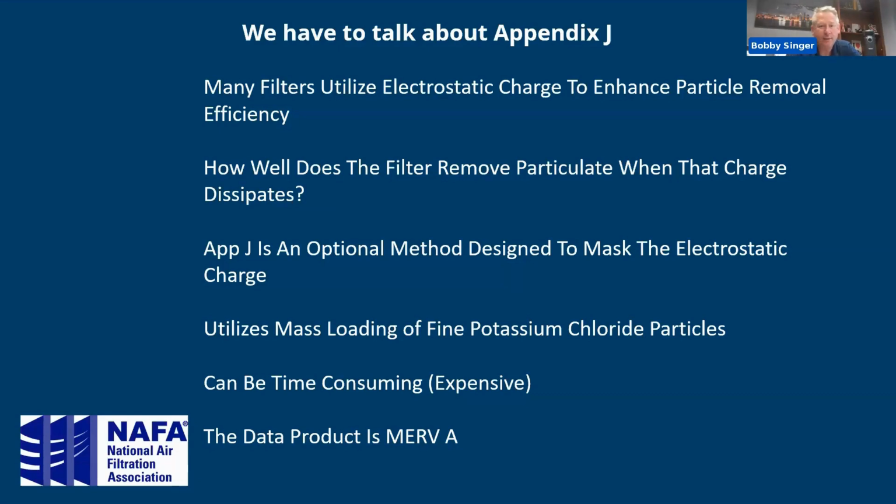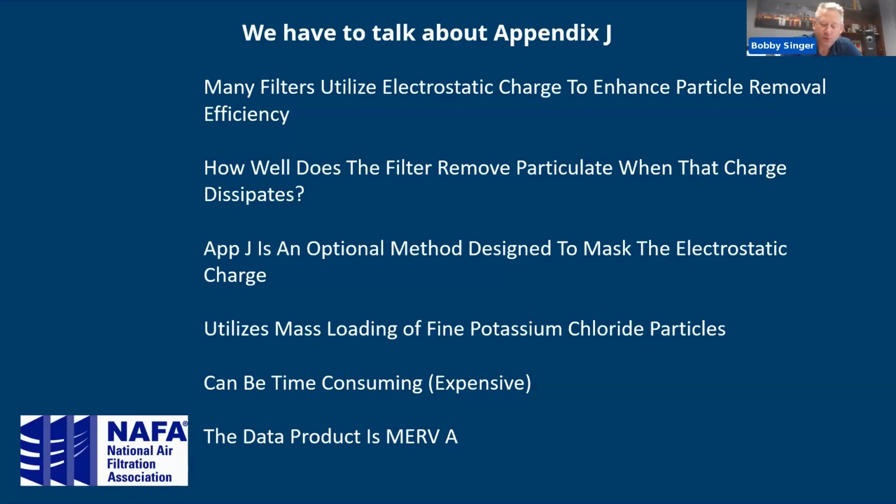The Appendix J is an optional method. It's designed to mask that electrostatic charge so we can see how well the filter is going to remove particulate when that charge is taken away. We dissipate that charge or mask that charge by mass loading of fine potassium chloride particles.